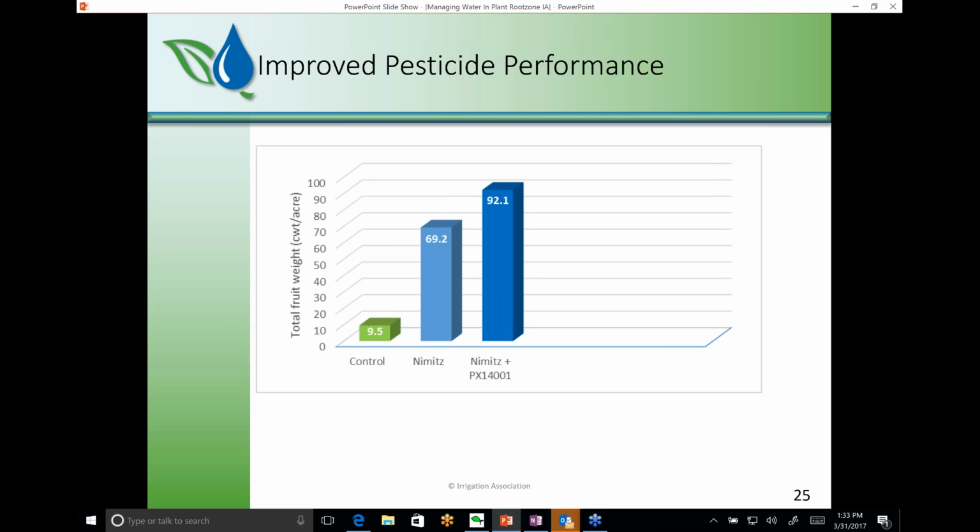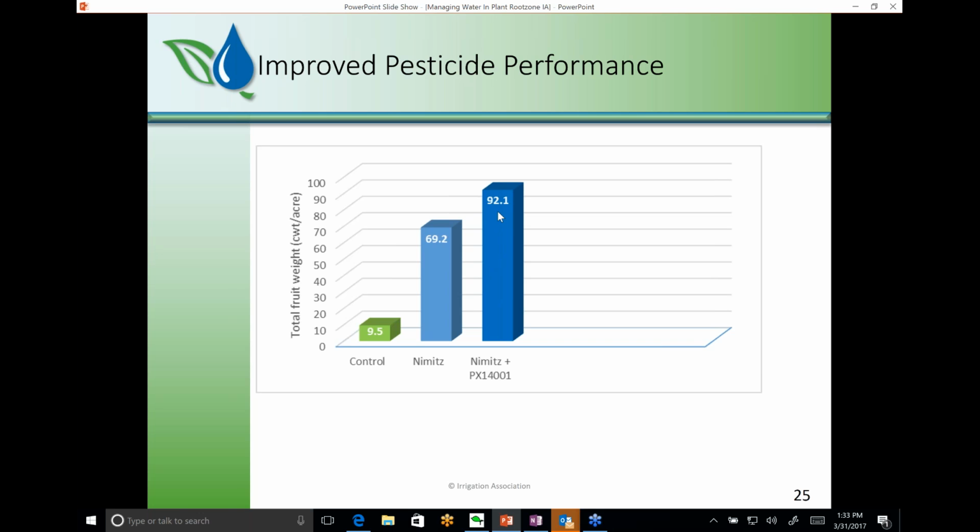Let's take a look. Again, we're looking at fruit weight. So where galls were having an effect on the crop health, we saw fruit weight of 9.5 hundredweight per acre. With the Nimitz, we took that up to 69.2. And with the combination of Nimitz and the water management chemistry, up to 92.1.